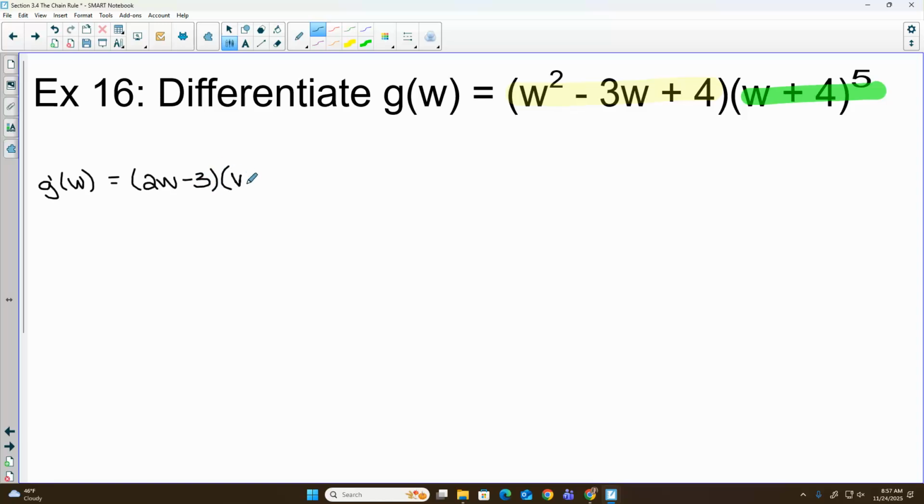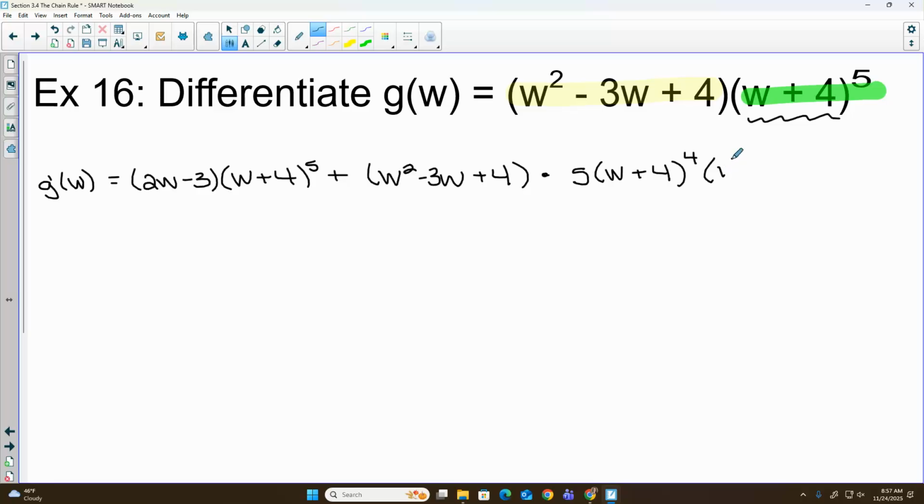Times the second, plus the first one times derivative of the second. What would I have to do the derivative of that one? Change it. So exponent comes down, inside stays the same. Subtract 1 from the power, so it's now to the 4, times, since it's not just a single variable on the inside, derivative of the inside is 1.